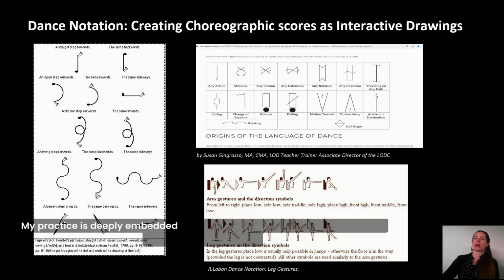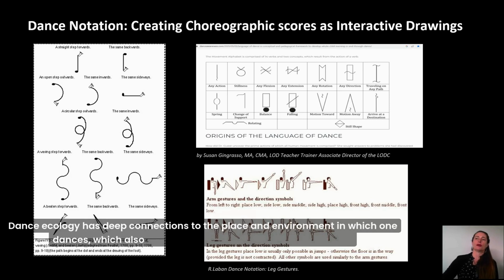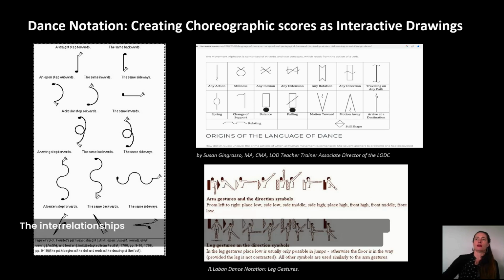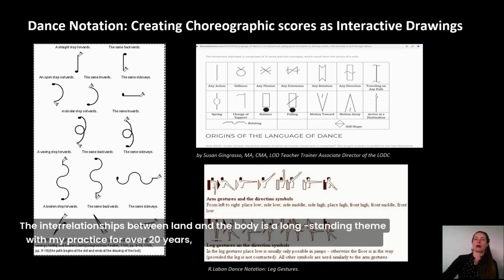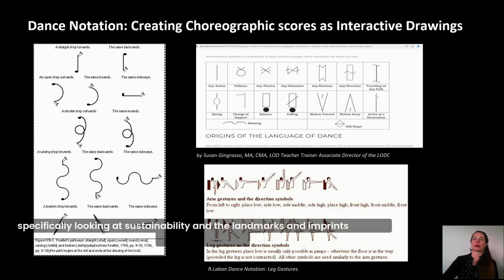My practice is deeply embedded in the interrelationships between dance, site, place, history, and time. Dance ecology has a deep connection to the place and environment in which one dances, which also refers to one's body as an inner landscape. Site-specific performance and mapping movement using technology has been a large part of my career as an artist and dance facilitator. The interrelationships between land and the body is a long-standing theme in my practice for over 20 years, often questioning the traces of human impact on our environment and effects of colonization and consumerism, specifically looking at sustainability and the landmarks and imprints in the places we inhabit.